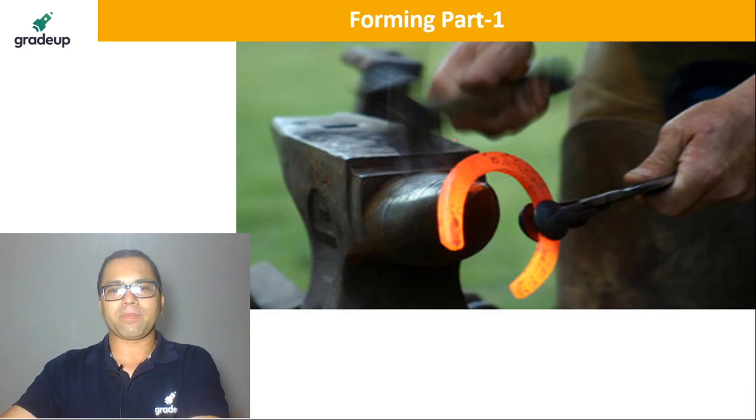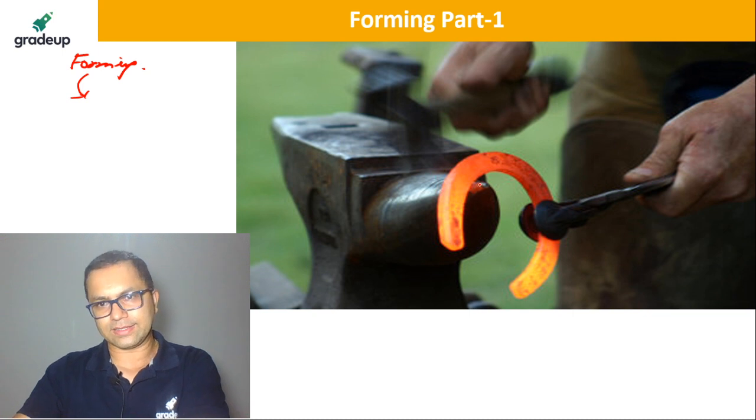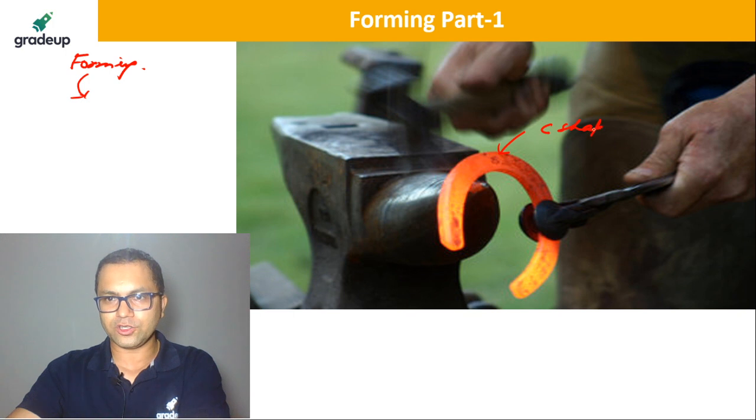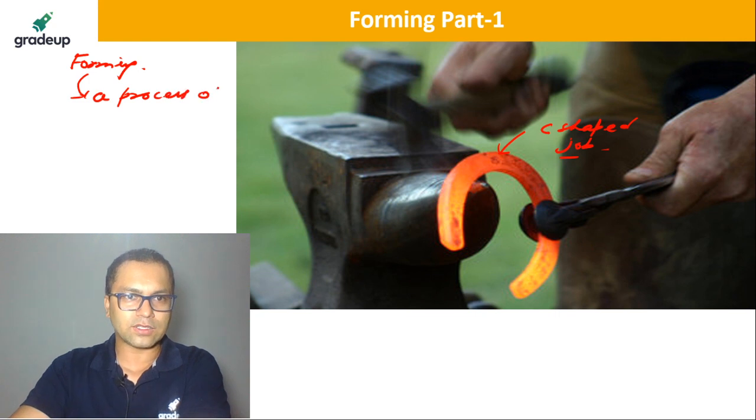Now, let's come back to the topic. We are going to talk about forming. Now what is forming? As you can see here, this is an iron job that has been given a C shape, right? This is nothing but a C-shaped job. It has been given a form here. So forming is nothing but a process of giving a form.